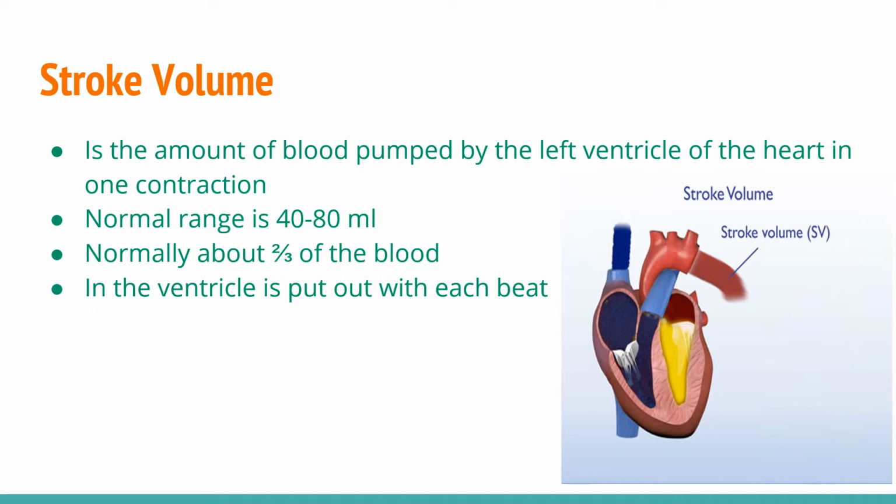So we have a range of about 40 to 80, 60 kind of a normal number for your stroke volume. So that's usually about 2/3 of your blood that is ejected with each contraction of that ventricle. So there's about 1/3 still left in there. We don't eject all the blood. We still have some of it left. Okay, so there's about 1/3 that's left in the ventricle after each beat. Okay, so the yellow there, on that slide, is representing your stroke volume.